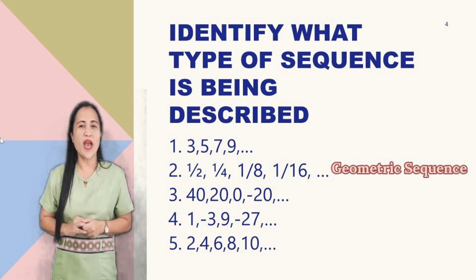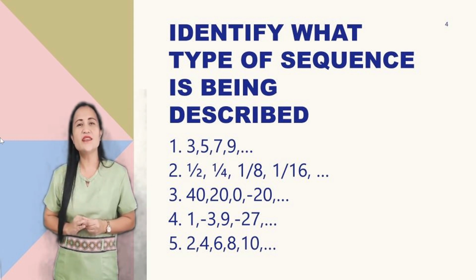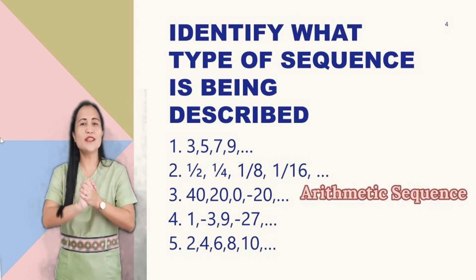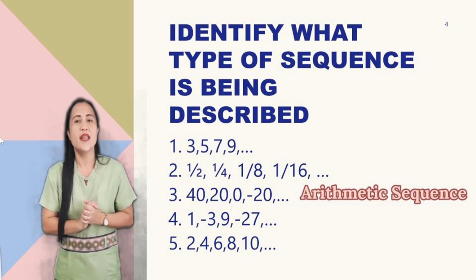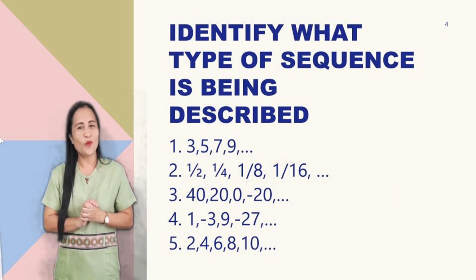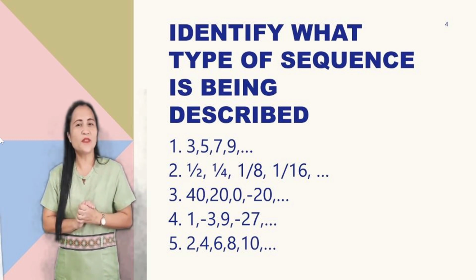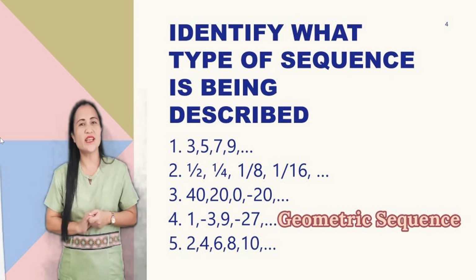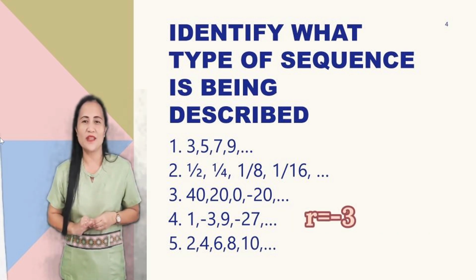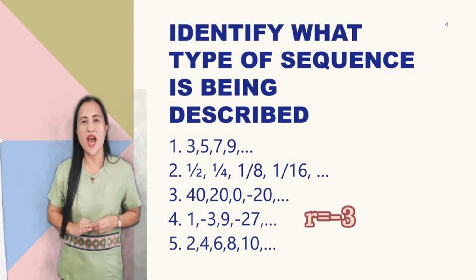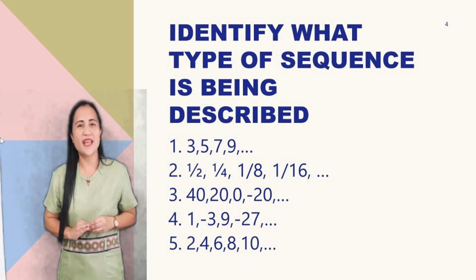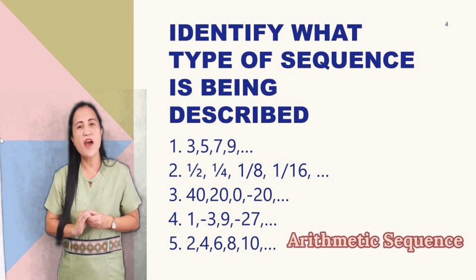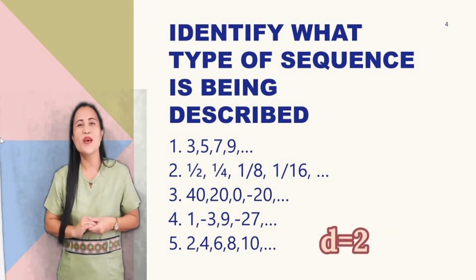The third one, we have 40, 20, 0, and -20. Yes, it's an arithmetic sequence with a common difference of -20. The fourth one, we have 1, -3, 9, -27. Geometric sequence with a common ratio of -3. And the last one, we have 2, 4, 6, 8, and 10. Very good. It's an arithmetic sequence wherein we have a common difference of positive 2.